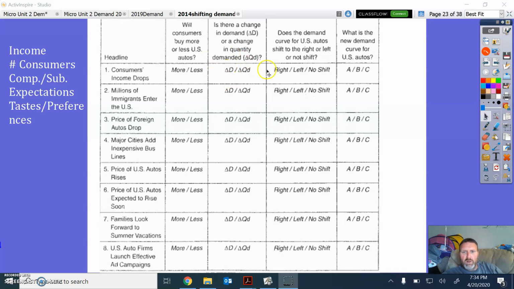Meaning we're going to shift it. Which ways are going to shift? Right, left, or no shift. If it's a change in demand, it has to be right or left. If it's a change in quantity demanded, no shift. And then what's the demand curve for new autos?